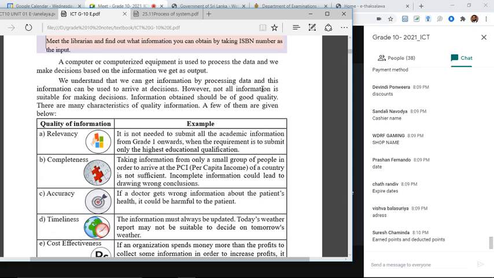However, not all information is suitable for making decisions. So we cannot make decisions from just anything. Information obtained should be of good quality. There are many characteristics of quality information. A few of them are given below.